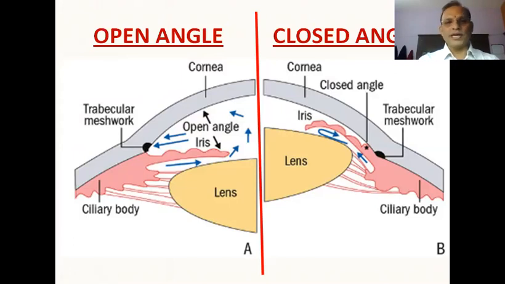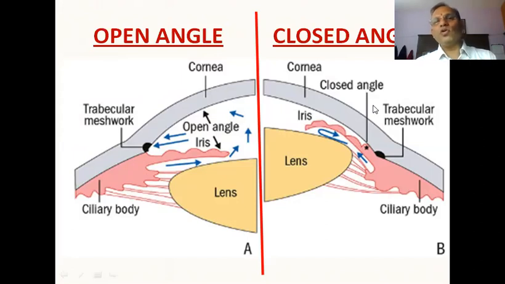This is open angle. Why do you get open angle glaucoma? There can be a defect at this level. The angle is open, but there may be some foreign material which is obstructing the flow of the aqueous, or there may be something in the trabecular meshwork which has thickened and blocked it, which can cause open angle glaucoma. This we will discuss in detail when we discuss the types of glaucoma.